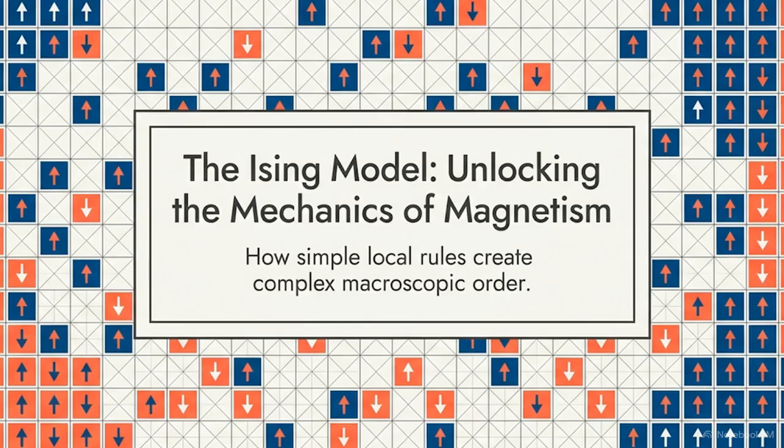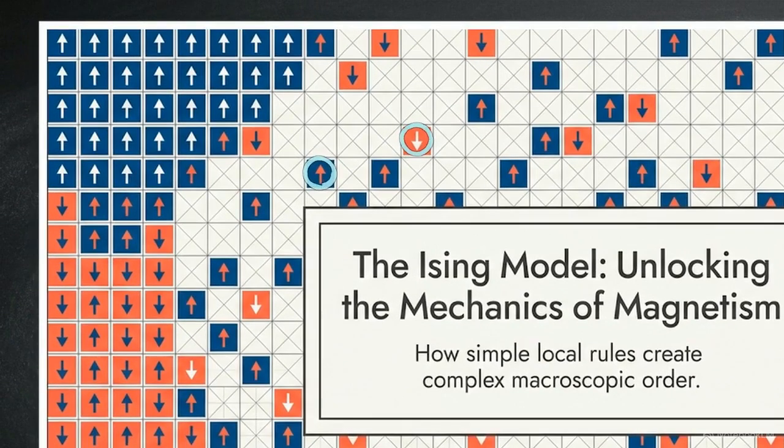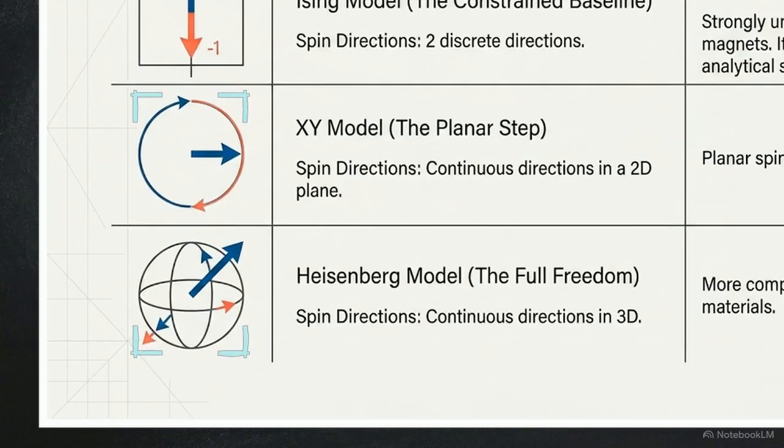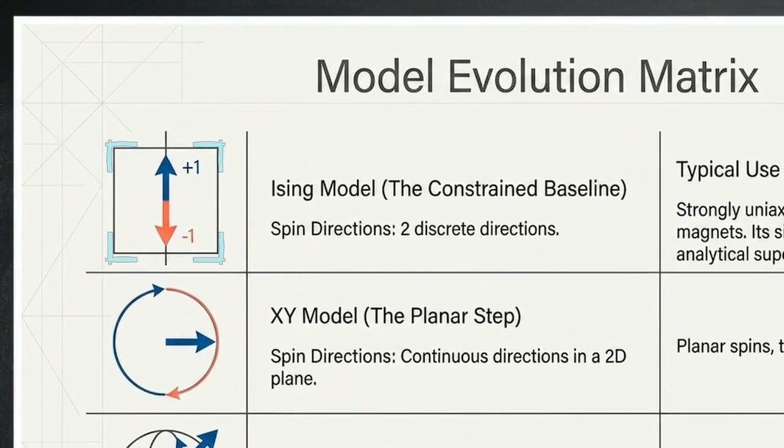This grid represents the core of the model. It strips a solid magnetic material down to a constraint baseline, a rigid lattice of binary variables, where each site can only point in one of two directions, up or down. Unlike other mathematical models that allow spins to rotate continuously in 2 or 3 dimensions, the Ising model's strict two-state limitation forces the system into stark, easily measurable outcomes.